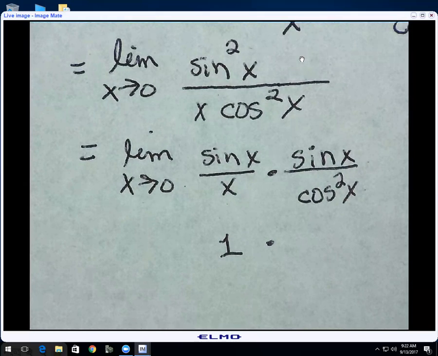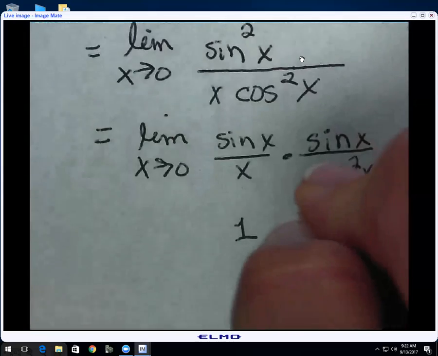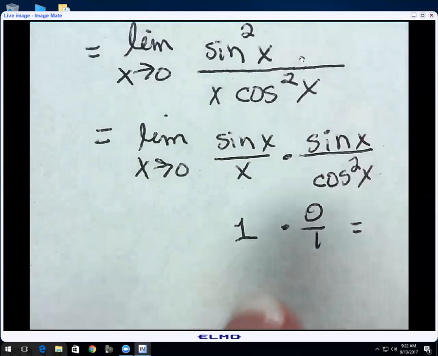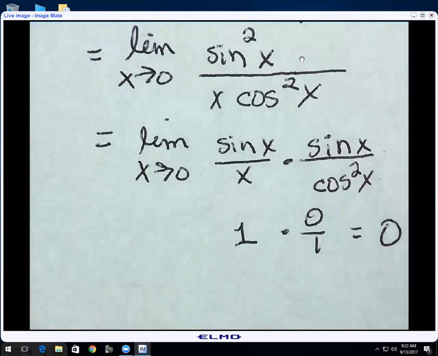How about that other factor? Can I evaluate that as x goes to 0 by direct substitution? If I let x be 0, what's cosine 0? Oh, I don't have 0 in the denominator anymore. I have 1 in the denominator. And what do I have in the numerator? Sine of 0 is 0, so this is 0 over 1. That's not indeterminate form. 0 over 1 is just 0, and 1 times 0 is just 0.